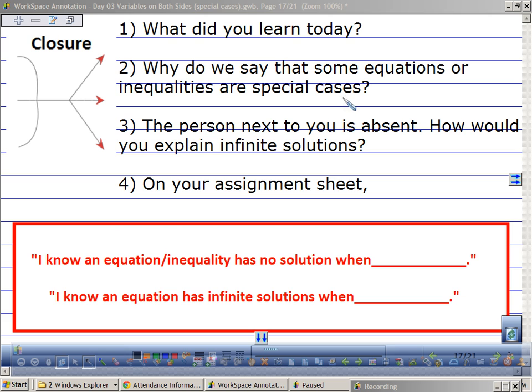What did you learn today? Raise your hand. Somebody tell me what... No, I do not want you shuffling. This is not a time to put your things away. I will wait until everybody stops moving.